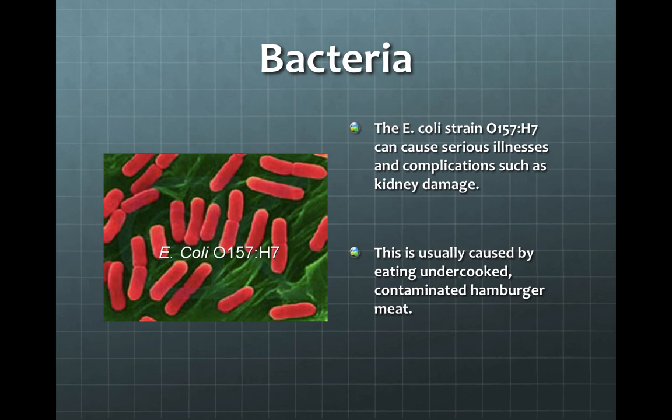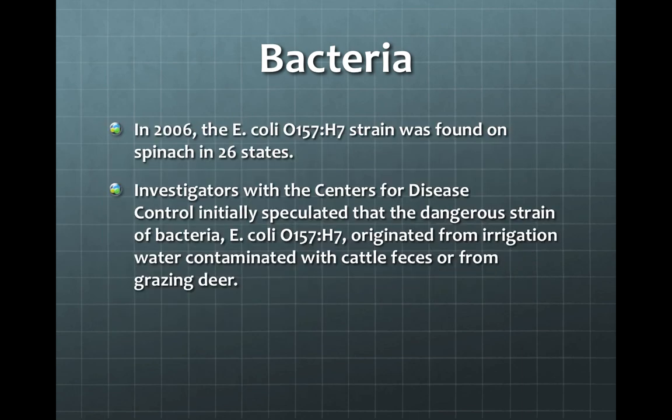It can cause serious illnesses and complications such as kidney damage, so that's what was so bad about it. It's usually caused by eating uncooked and contaminated hamburger meat, but they also found it in the lettuce because cows went into the lettuce field and pooped on the lettuce, and then it got into the soil. Again, animals are encroaching on us, and we're encroaching on the animals. So you should always eat a well-done hamburger, not an undercooked hamburger. Steak is different. You can eat steak medium rare, but hamburger should always be well done.